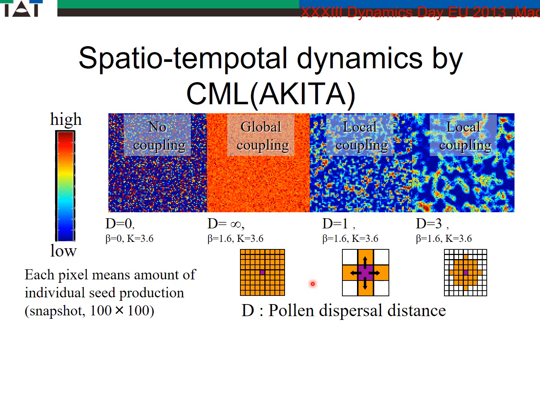This is a special temporal dynamics by coupled map lattice and done by Akita. And D is 0 is no coupling. This is D is infinity is global coupling, and the local coupling is nearest neighbor is only one nearest neighbor, the 3 nearest neighbor. Then you can see this mosaic size will be increased with the increase of the D.